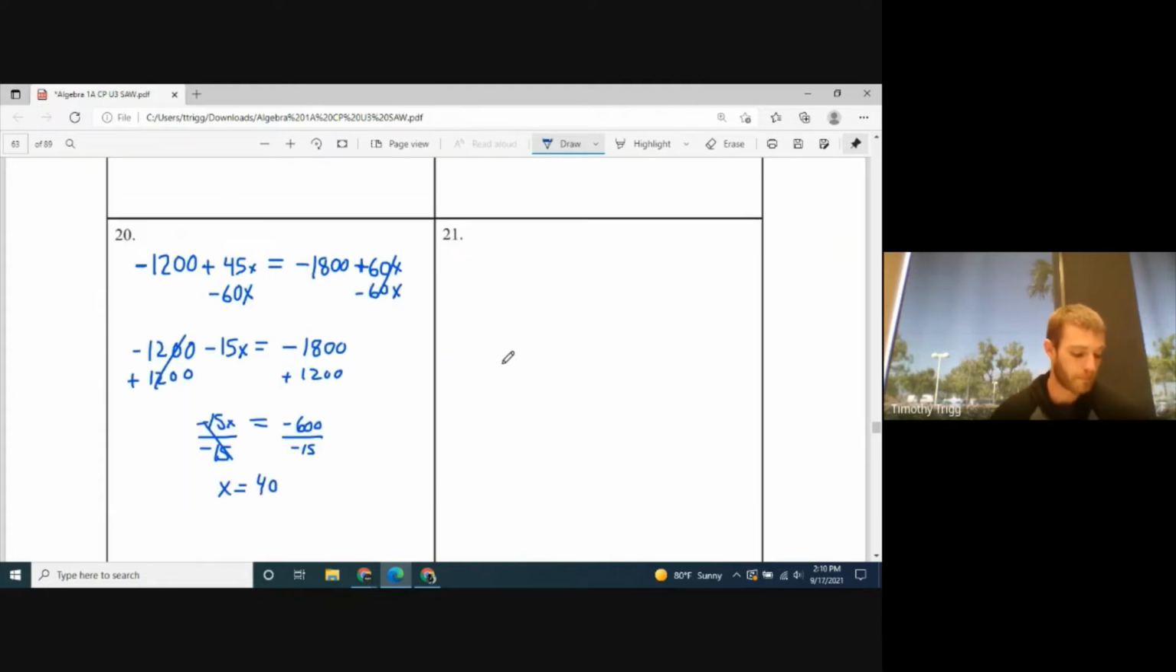Okay, 21. So this one's got some distribution going on. So we have 3 times q minus 5. So this 3 is going to be distributed here. Equals, and then on the right side, we have 2 times q plus 5. So in this case, the 2 will be distributed over here. So the 3 gets distributed here. So that's going to be 3q minus 15. On the right side, we're going to have 2 getting distributed here, 2q plus 10.